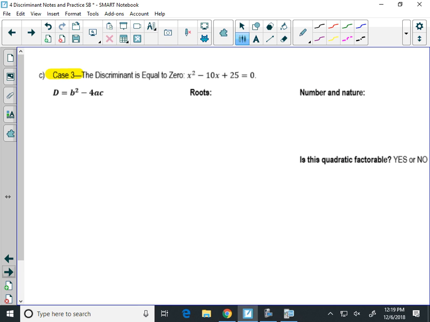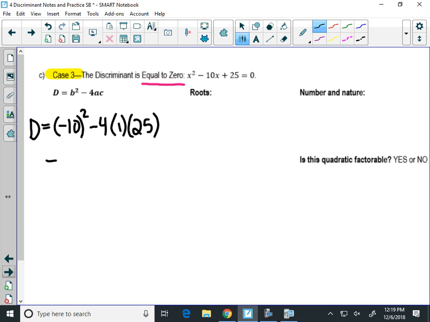Case 3 where the discriminant is 0. So the number under the radical we should get is the value of 0. So let's start by calculating the discriminant. Make sure that we get 0 like we want. So we take b squared, so negative 10 squared, minus 4. A is 1, c is 25. That gives me 100 minus 100, which is 0.